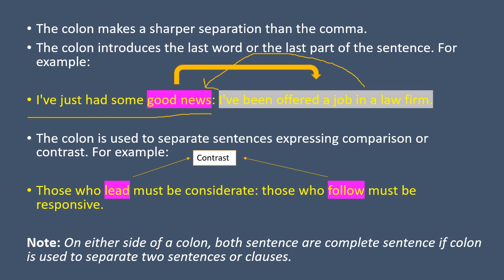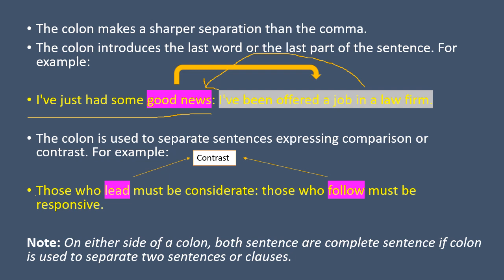The colon is used to separate sentences expressing comparison or contrast. For example, those who lead must be considerate: those who follow must be responsive. Now you can see that there is a contrast between lead and follow; obviously these are opposite things. The leader cannot be a follower, and a follower cannot be a leader. So sometimes if you have to compare two things, it could be comparison, it could be contrast, you have to use a colon.